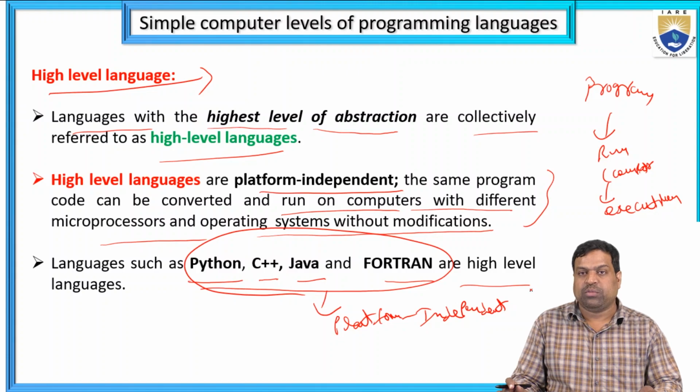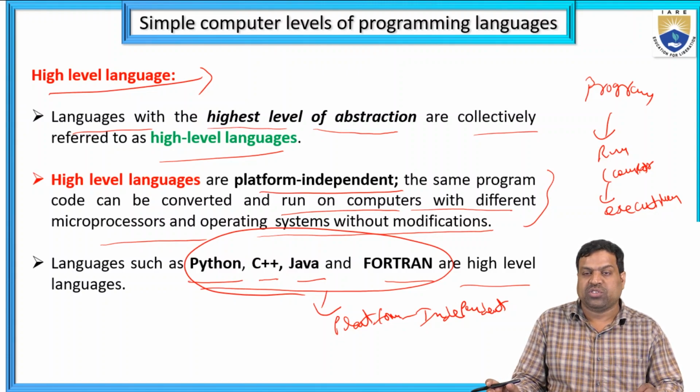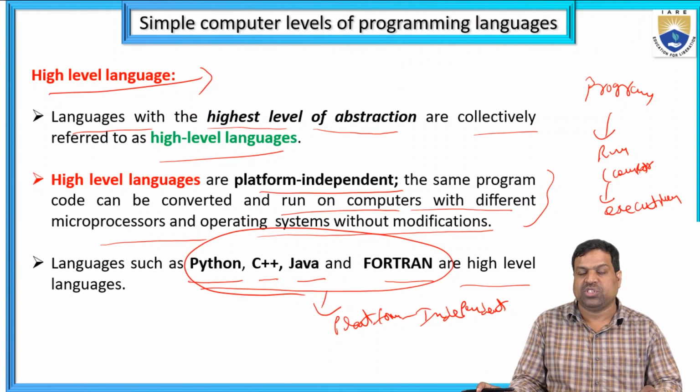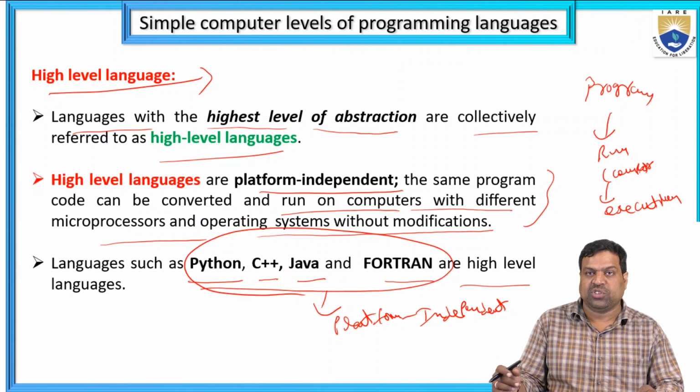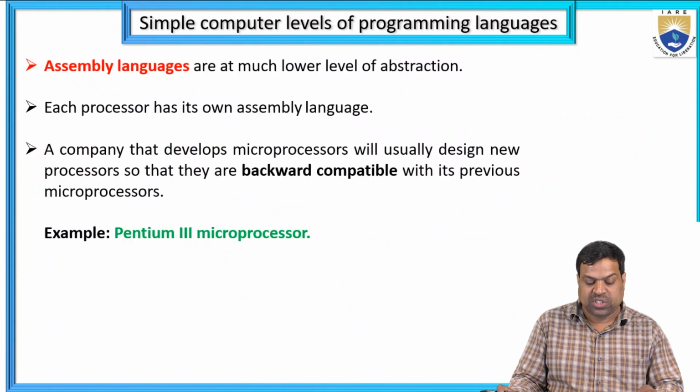These are platform independent, which means you can write your own program in your own language, such as Python, C++, or Java. These are some examples. You can run these programs on the computer, execute them, and get the output. You write in the language you understand, and that user-understandable language is a high level language.